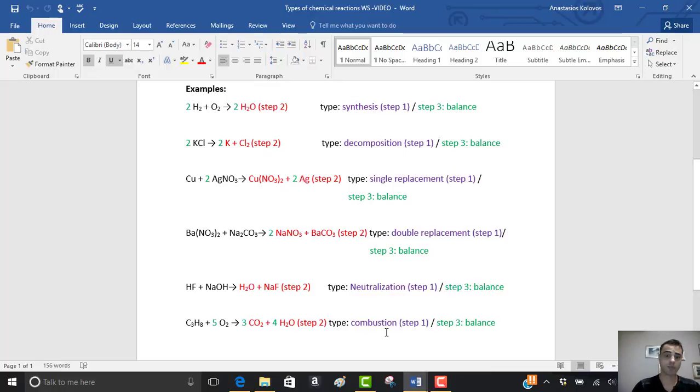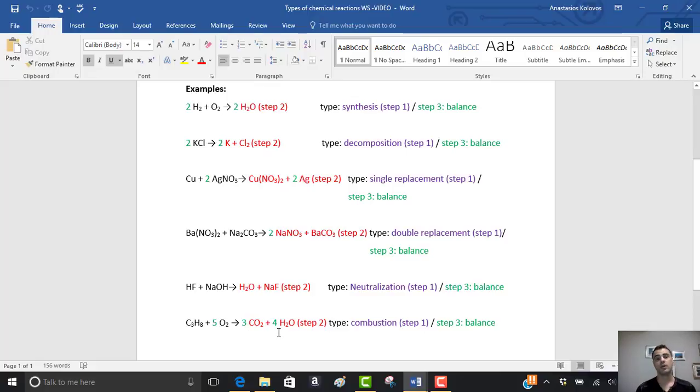So after you decide what type of reaction it is, you make sure that carbon dioxide looks right, water looks right, and make sure that you balance the equation. In this case, to balance the equation, you need to put a 5 in front of oxygen, a 3 in front of carbon dioxide, and a 4 in front of water for all elements in the reactant and the product side to be balanced. Combustion reactions are the hardest ones to balance because usually you need to put big coefficients in front of them, as you notice in this example.